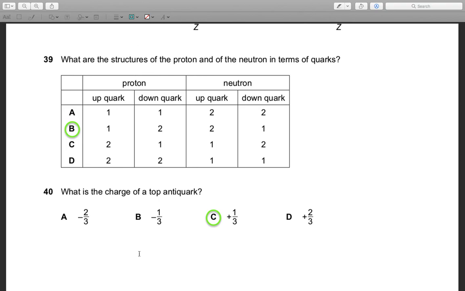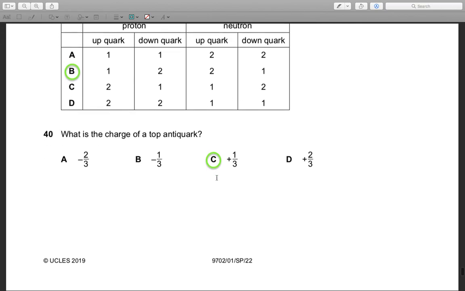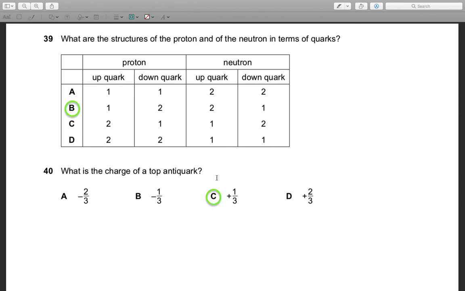39. What are the structures of the proton and the neutron in terms of quarks? Up quark is 1, down quark is 2 for the proton, up quark is 2 for the neutron, and down quark is 1. This is the opposite way, like 1 2 and then 2 1. The final question: what is the charge of the top antiquark? Yes, this is plus 1 over 3.